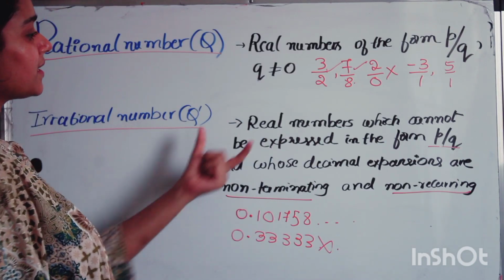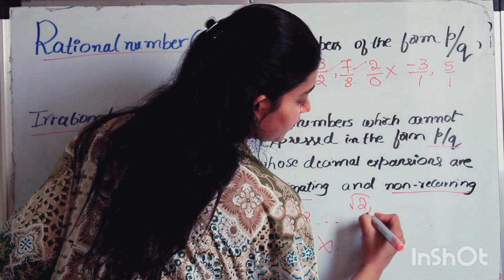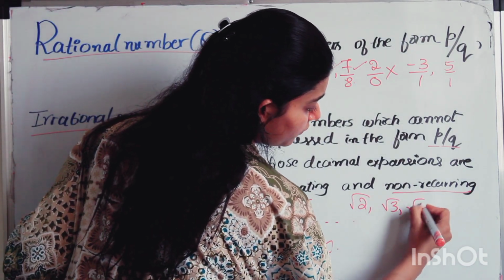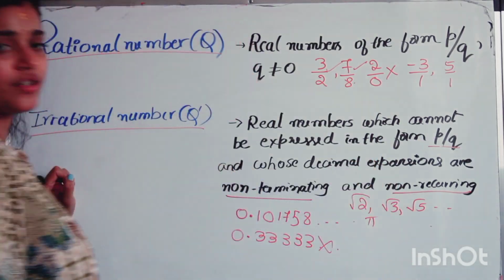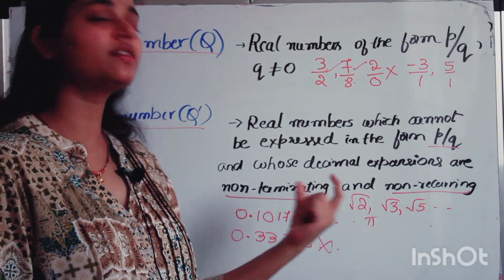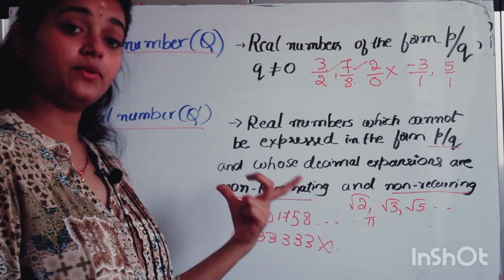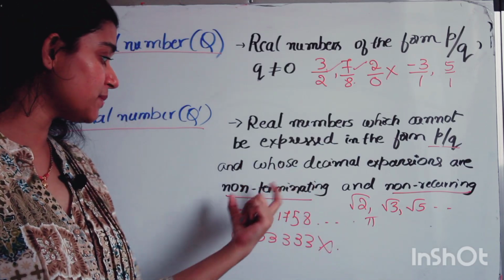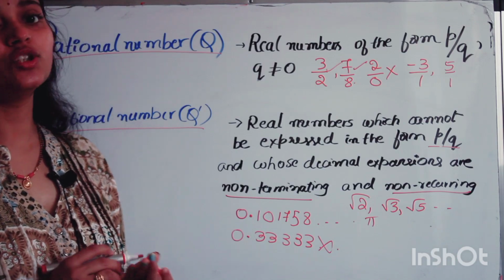Some examples of irrational numbers are root 2, root 3, root 5 and so on. Pi is also an irrational number. If you see the value of root 2, root 3, root 5, you can get values whose decimal expansion is non-terminating and non-recurring.